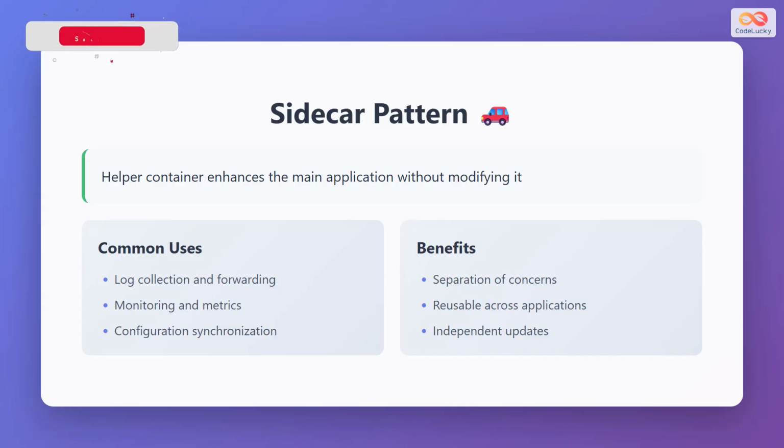The Sidecar pattern is the most commonly used multi-container pattern. A sidecar is a helper container that enhances the main application without requiring any changes to the application code. Common use cases include log collection and forwarding to centralized logging systems, monitoring and metrics collection for observability, and configuration synchronization from external sources. The key benefits are separation of concerns, reusability across multiple applications, and the ability to update the sidecar independently from the main application.